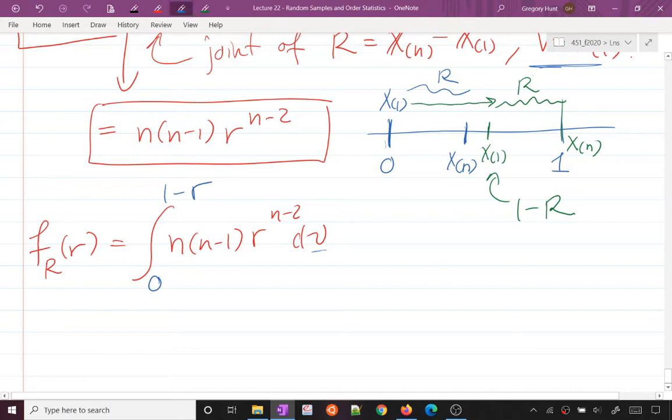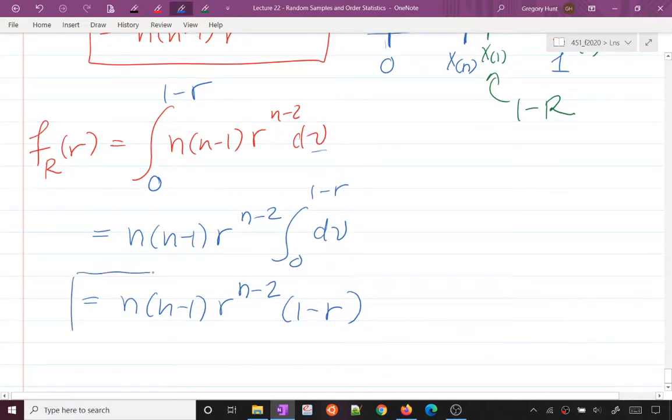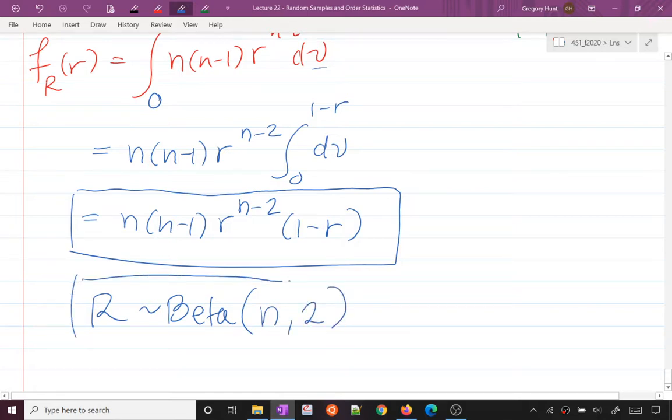But this is just an integral now. It's actually not too bad of an integral because it doesn't really involve v, right? I can factor out my n times n minus 1 r to the n minus 2, and I just get the integral from 0 to 1 minus r dv, which just gives me n times n minus 1 times r to the n minus 2 times 1 minus r. So that, finally, after all that work, gives me my marginal distribution of the range. And what you might notice is that in the case of the uniform, the range is also a beta random variable, but it's a really simple beta random variable. The range is a beta with parameters n minus 1 and 2.